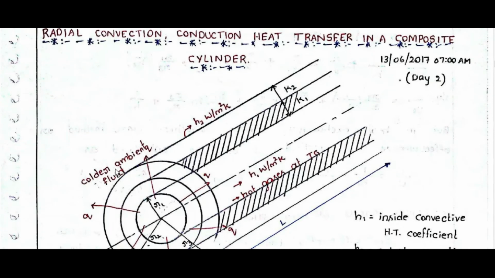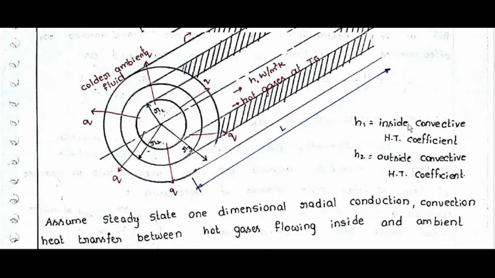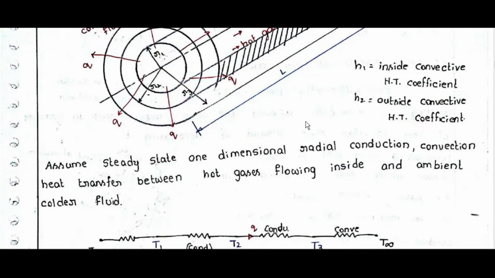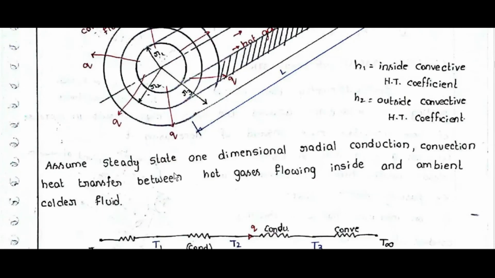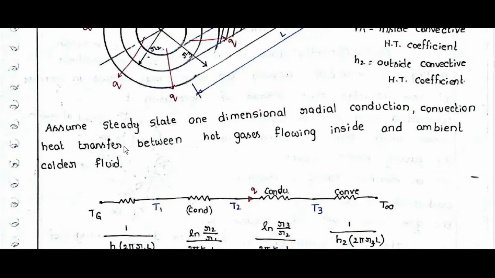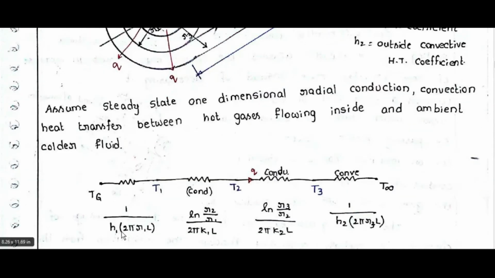Radial convection-conduction heat transfer in a composite cylinder. H1 is the inside convective heat transfer coefficient, H2 is the outside convective heat transfer coefficient. Just to draw the circuit, everything is normal. Inside resistance is 1/(H1 2πR1L), outside resistance is 1/(H2 2πR3L), and the conduction resistances are the same as before.